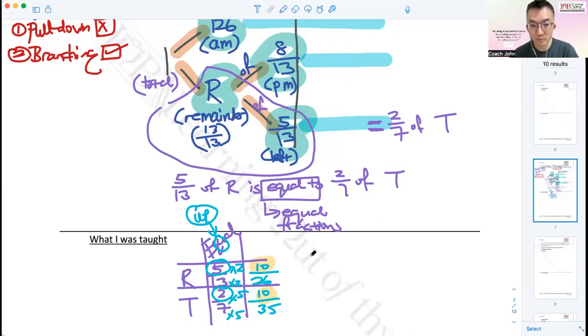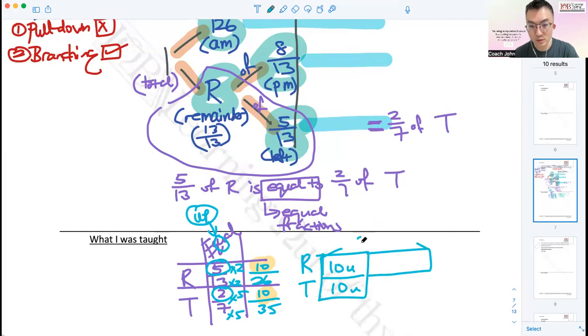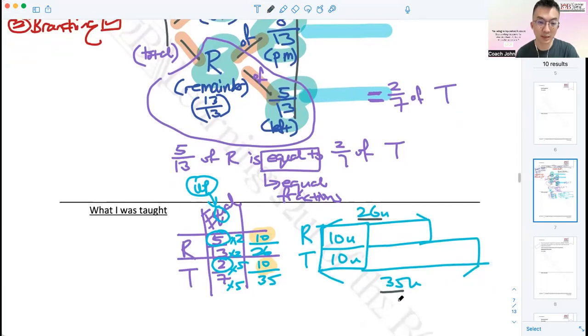If you draw in a model form, okay, we have R and then, when they say equal, what is the step that I tell you? Draw two equal boxes and put here as 10U, 10U. And for the whole of R is actually 26U. And for the whole of T is 35U. So this is what it means in model. Yeah, so you find that it's a bit hard to do this, learn it. Otherwise, you'll be drawing 26 boxes as well as 35 boxes, which I don't think you have the time in the exam to do that.